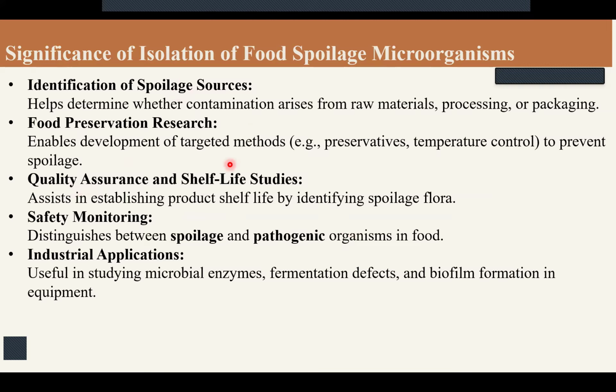Now, why do we identify food spoilage microorganisms? When we identify them, we can identify the source of these contaminations. We can also enable better quality assurance and improve the shelf life of the food. When we identify what microorganisms are present, we can try to prevent them.